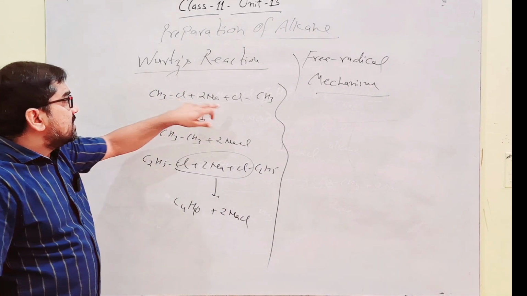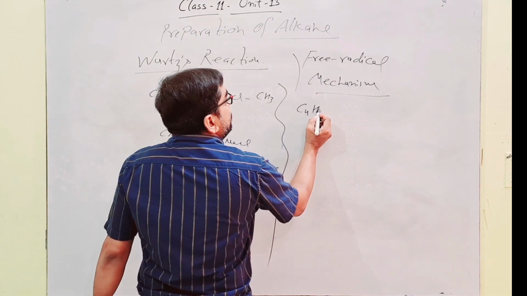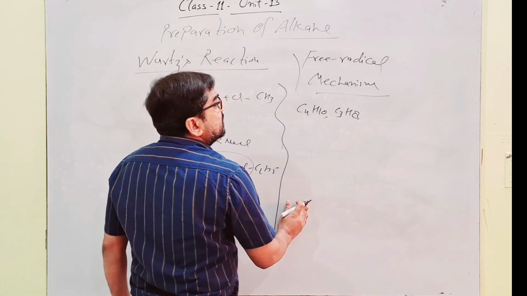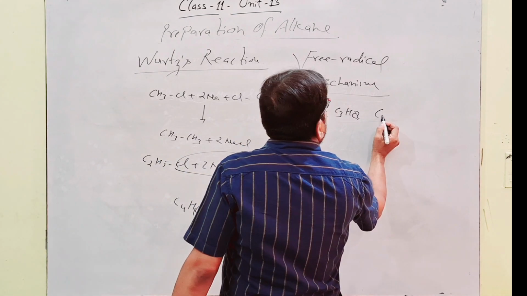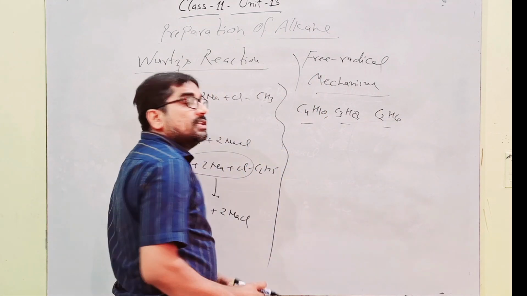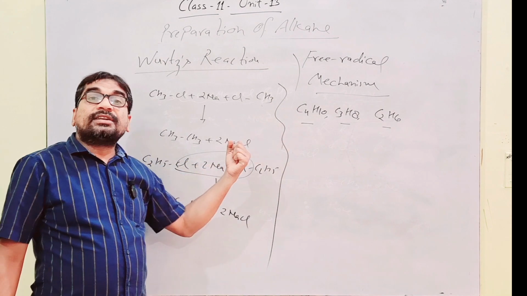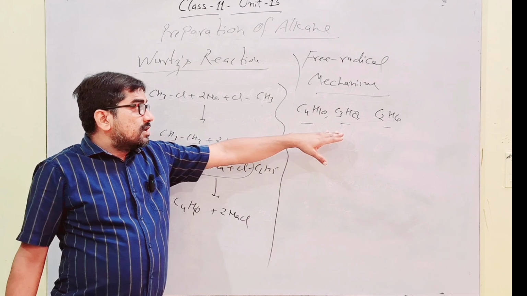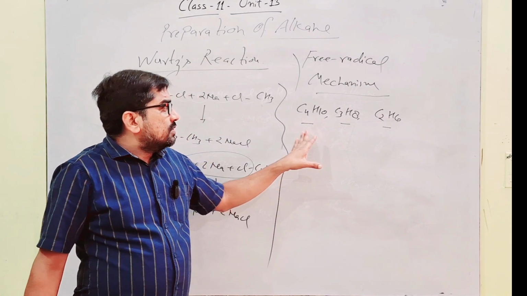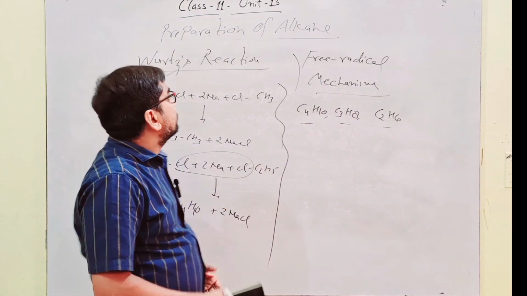If we use CH3Cl and C2H5Cl, then the products obtained are C4H10, C3H8 and C2H6. Butane, propane, ethane, all 3 are obtained. So it becomes very tough to separate these hydrocarbons from the mixture because their properties are similar.